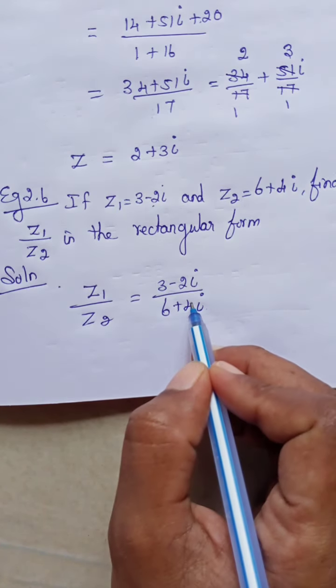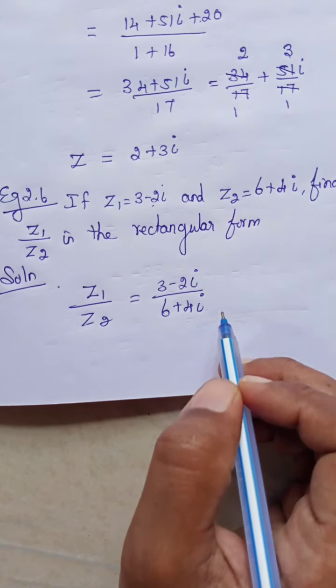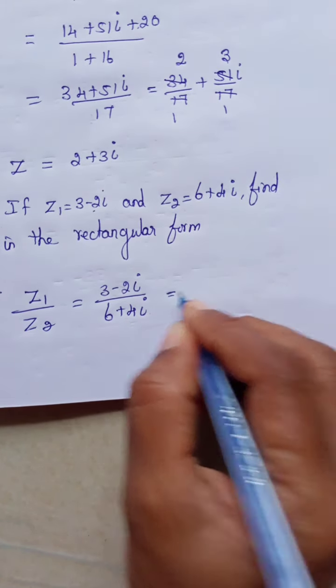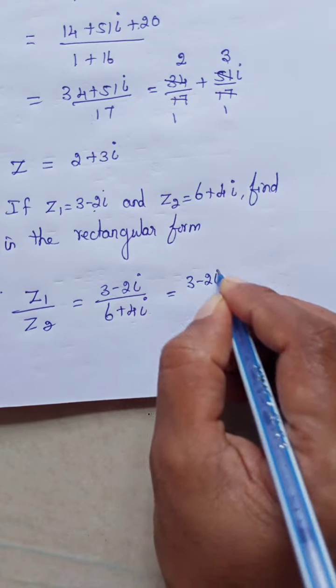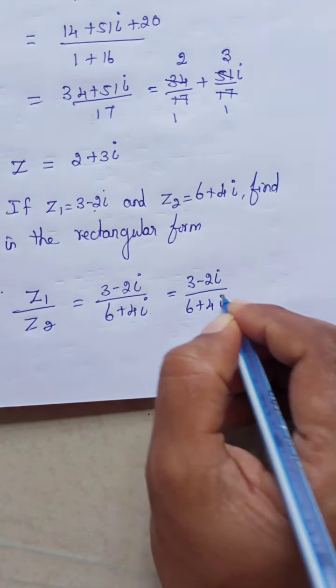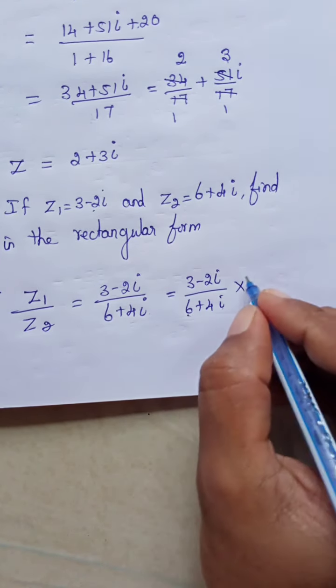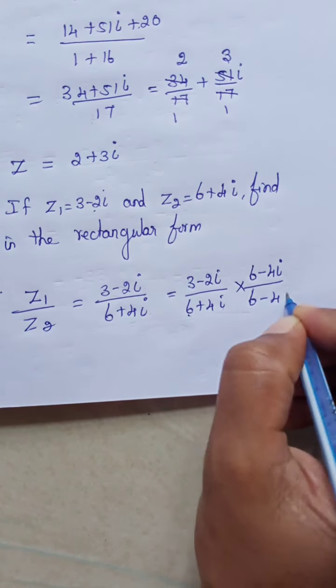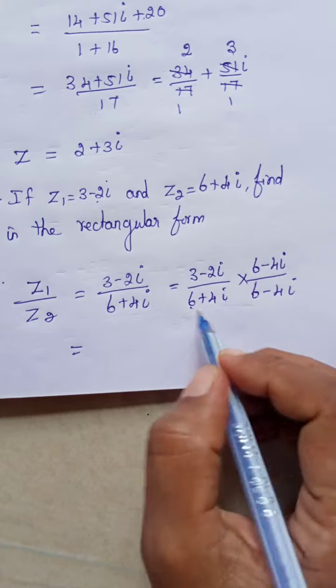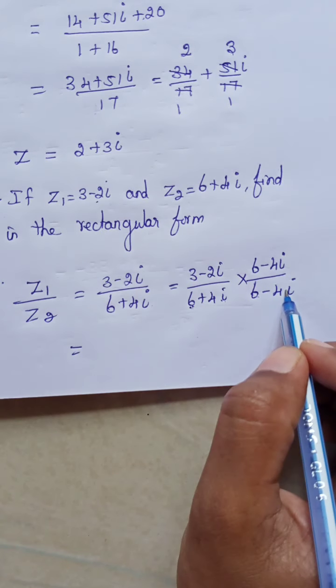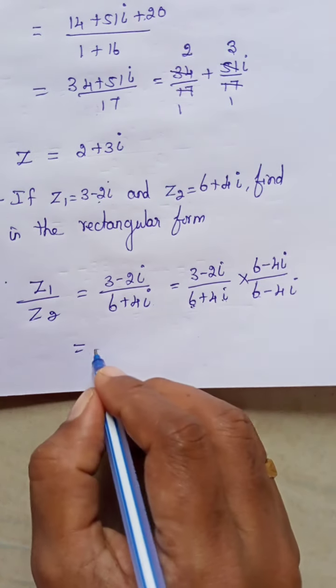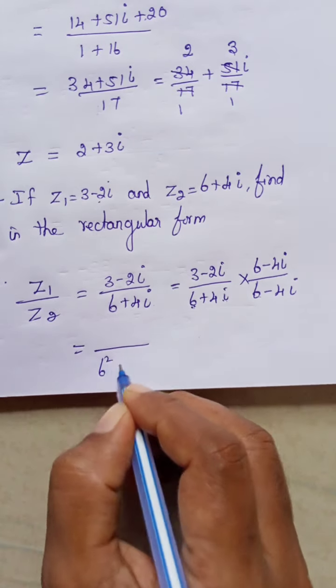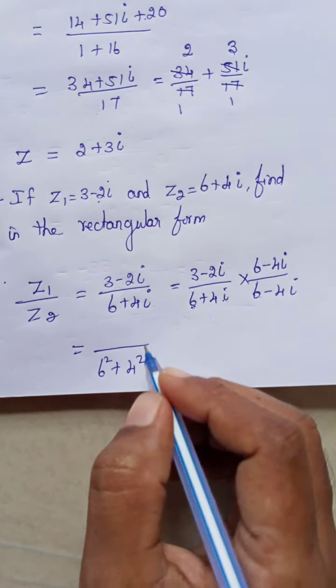We have to take the conjugate, multiply both numerator and denominator, that is (3 - 2i) by (6 + 4i) into the conjugate of this, which is (6 - 4i) divided by (6 - 4i). Actually, this is (x + iy) into (x - iy). So x square plus y square, 6 square plus 4 square.